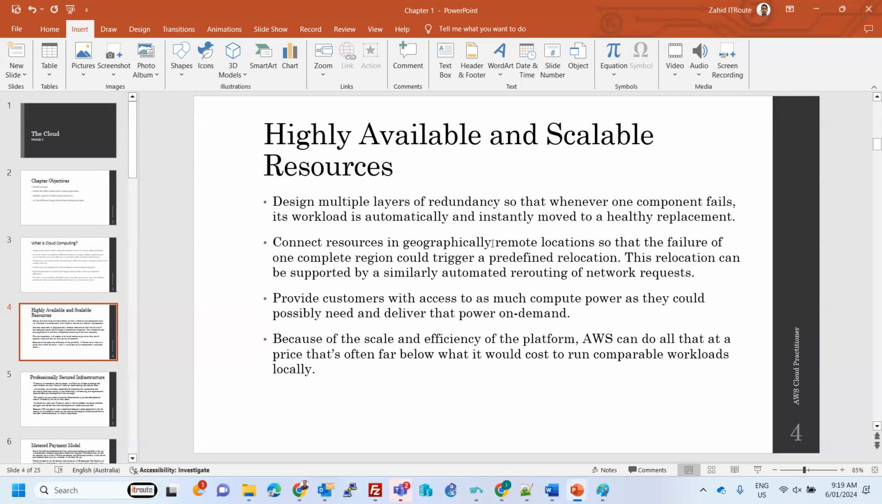Connect resources in geographically remote locations so that the failure of one component region could trigger a predefined relocation. These relocations can be supported by a similarly automated rerouting of network requests. Provide customers with access to as much compute power as they could possibly need and deliver that power on demand. Because of the scale and efficiency of the platform, AWS can do all that at a price that's often far below what it costs to run comparable workloads locally.